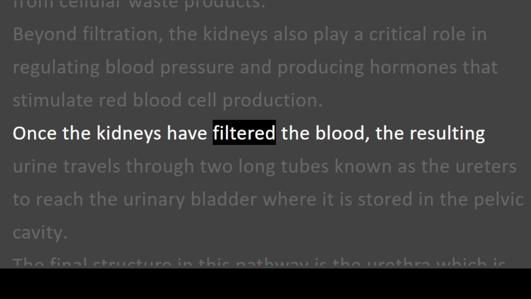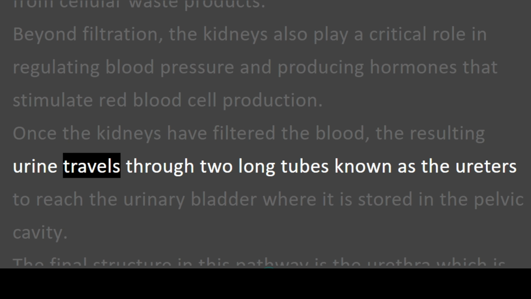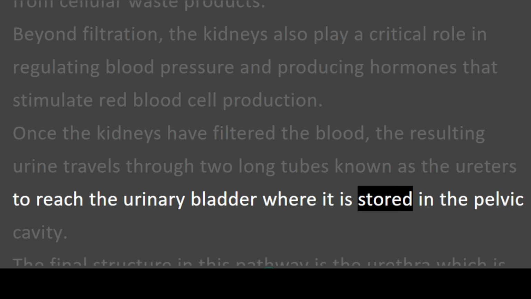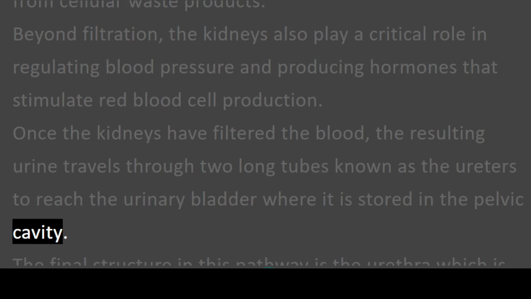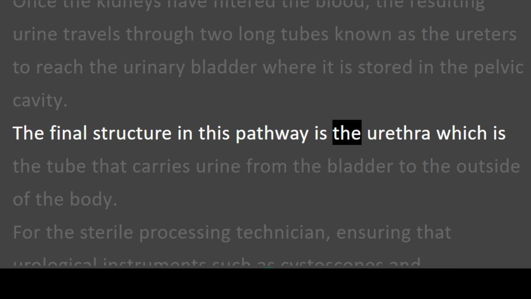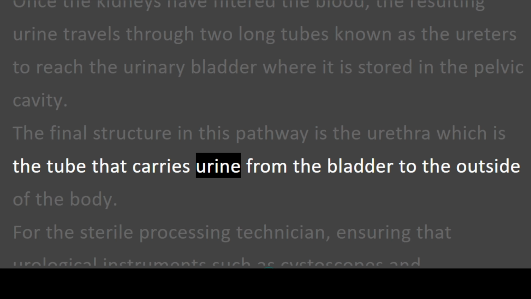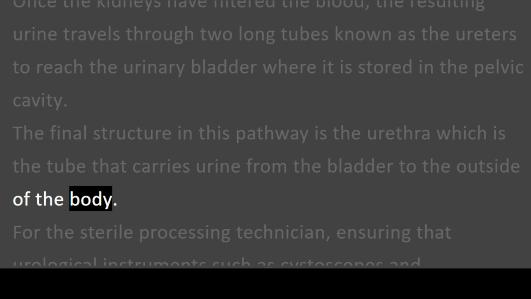Once the kidneys have filtered the blood, the resulting urine travels through two long tubes known as the ureters to reach the urinary bladder where it is stored in the pelvic cavity. The final structure in this pathway is the urethra, which is the tube that carries urine from the bladder to the outside of the body.